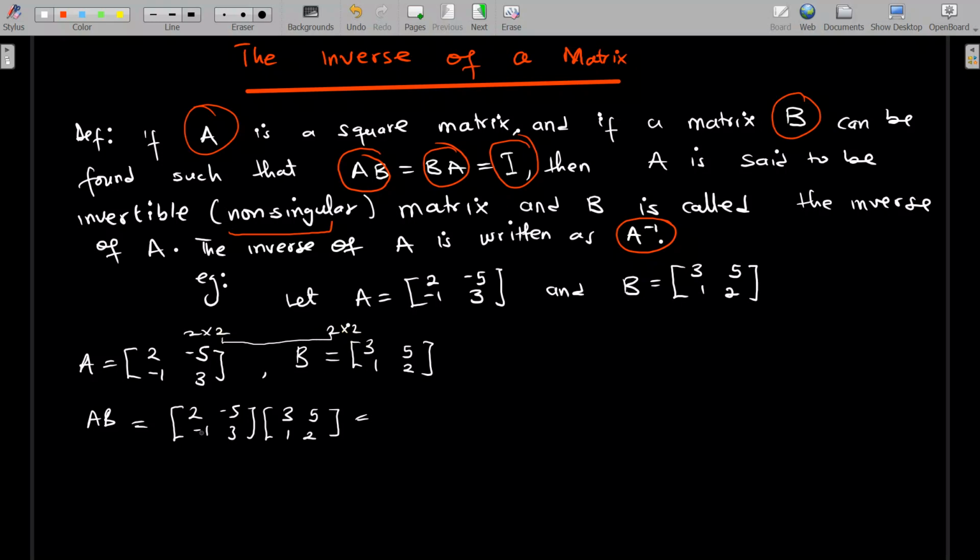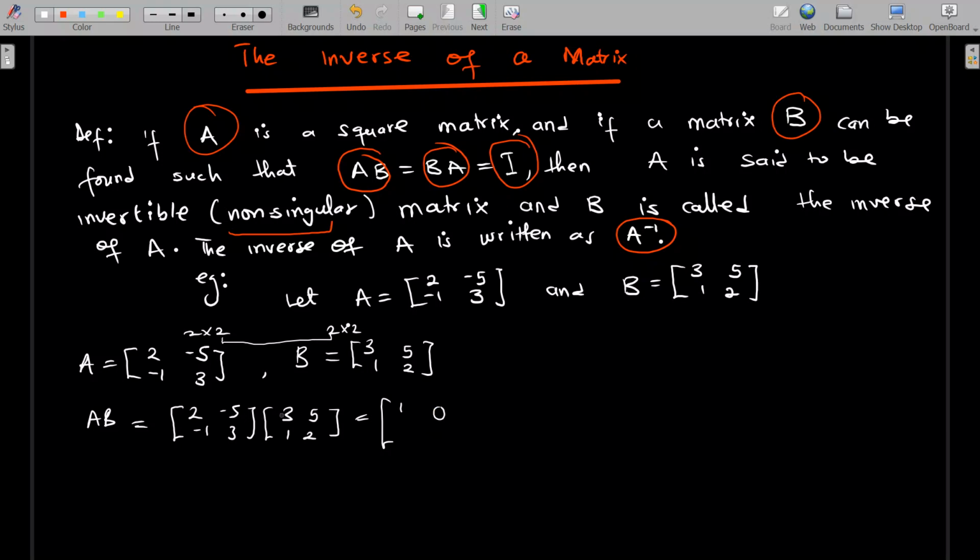So what I'm going to do is multiply the whole first row by the first column here. 2 times 3 is 6, plus negative 5 times 1, which is negative 5, and 6 plus negative 5 will give you 1. And then the other one is 2 times 5, which is 10, plus negative 5 times 2, which is negative 10, so you have 10 plus negative 10, that is 0.